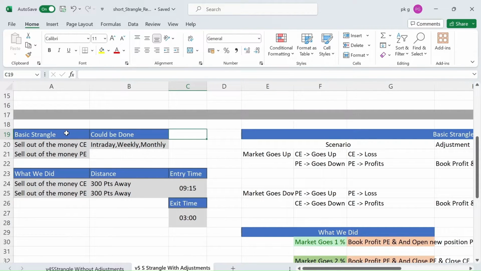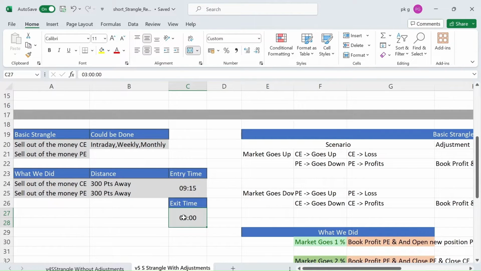What is a basic strangle actually? We sell an out of the money CE option and an out of the money PE option, and we expect the market to be range bound, and that we can do for intraday or weekly or even monthly. What we did here is, yes, we sold an out of the money CE option and an out of the money PE option, 300 points away from the market price, and we are doing it for intraday. Our entry time is 9:15, and if the market is range bound according to our expectation, our exit time is 3 o'clock and we exit with profit.